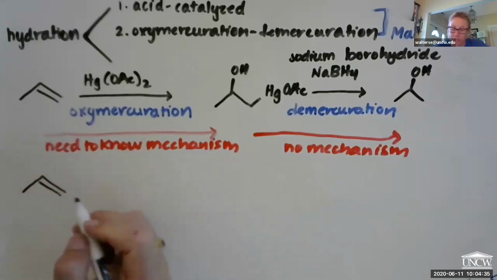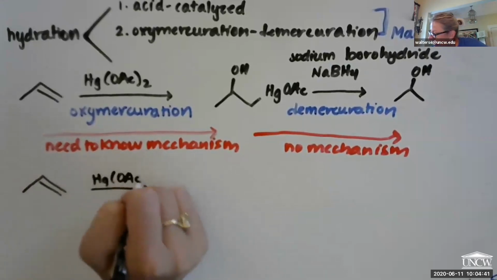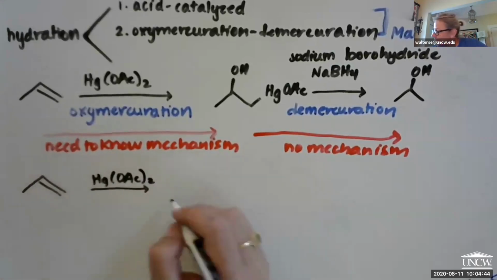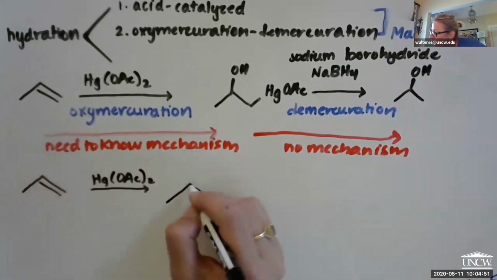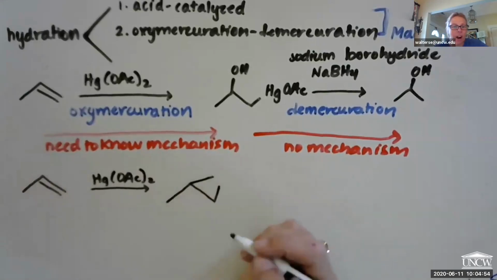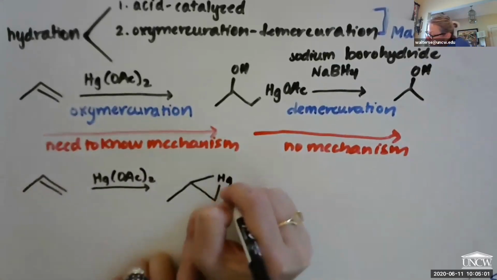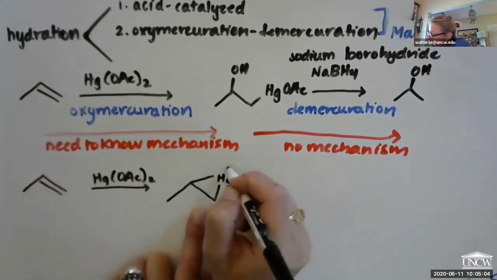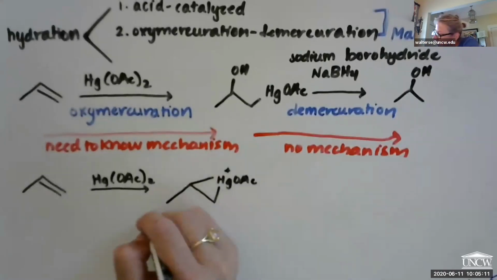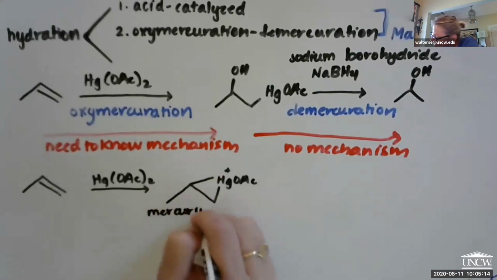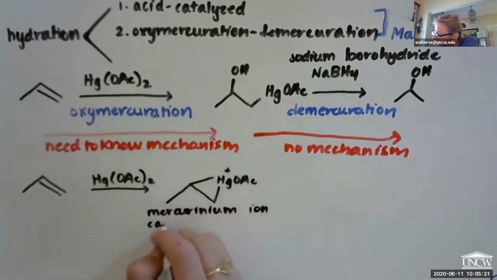So your alkene substrate reacts with the mercury acetate. And what you make is you have your carbon backbone, and both of the carbons that are originally in the alkene end up over here bonded to a mercury acetate, okay, in like a triangle. This species is called the mercurinium ion, and it cannot rearrange.